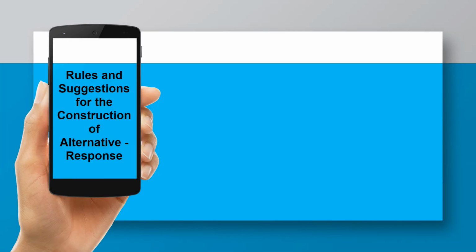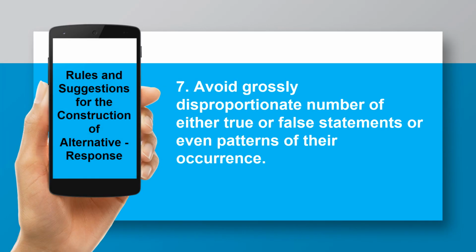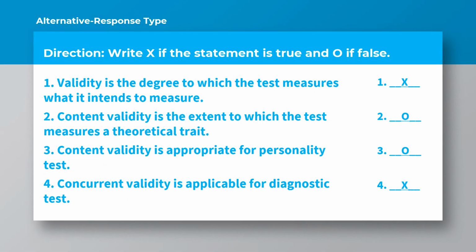7. Avoid a grossly disproportionate number of either true or false statements, or even patterns of their occurrence. In other words, do not give a true or false test in which there are more true items than false items, and vice versa. This is the sample format for the alternative response type.